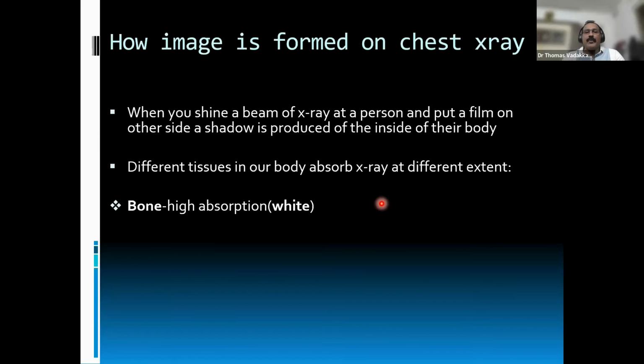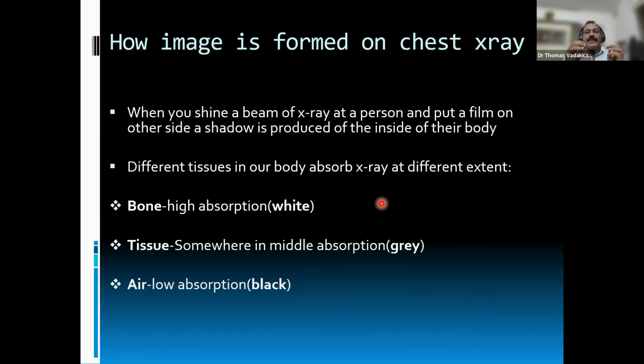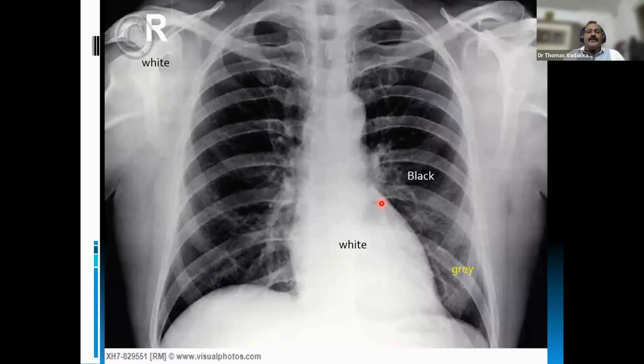Fluid also appears less white in the X-ray. Tissue is somewhat in between, so it appears gray. And if it is air, it will be completely black because the entire X-ray beam goes through to the film, so it casts a black shadow. So you can see the different grades of shadows over here. Black means it is air, but it is in the lung. White means it is bone or fluid, like in the heart, which is always white. And gray is the lung tissue in between, or here, the soft tissue, which casts gray in color.